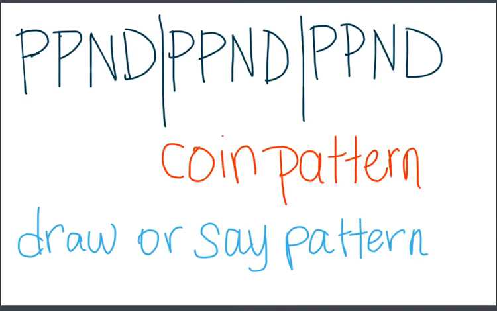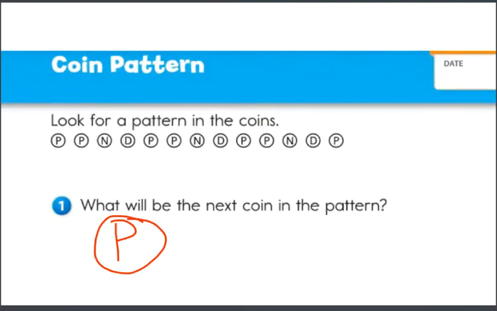On this slide, I have written out the pattern, but I have divided the pattern to better help me see the coin pattern. On the previous slide, we have penny, penny, nickel, dime, penny, penny, nickel, dime, penny, penny, nickel, dime, penny. I bet that's how you saw the next penny.